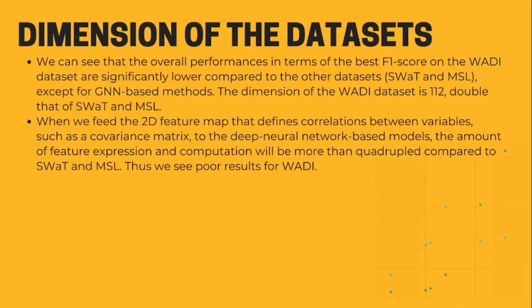Moving on to the dimensions of the datasets, we see that the overall best F1 scores on the WADI dataset are significantly lower compared to the other datasets, SWAT and MSL. Except for the GNN based model, the dimension of the WADI dataset is 112, which is double that of the SWAT and MSL datasets, and due to this, a few models perform a little worse on WADI than on SWAT and MSL.